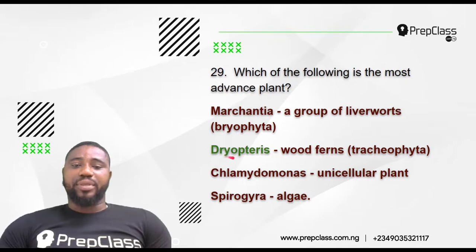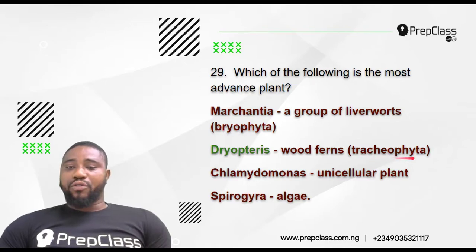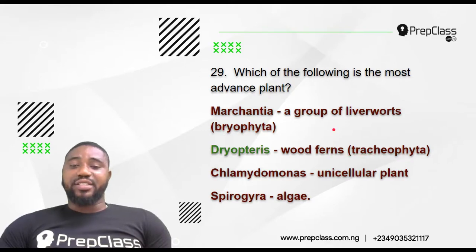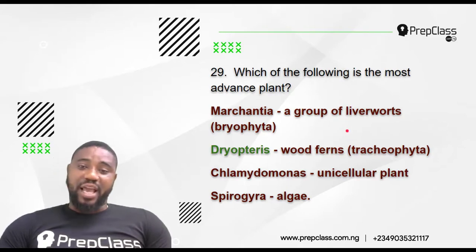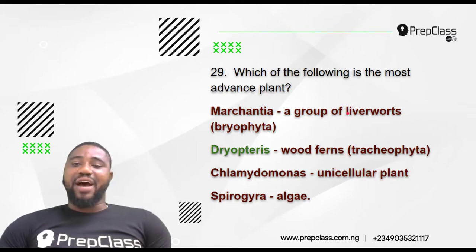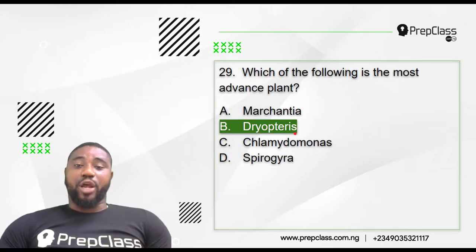And this one now, Dryopteris. Dryopteris are the wood ferns. And you know that ferns belong to the Tracheophyta. In the Tracheophyta, we have two groups: the ferns and the seed plants. These ferns do not produce seed, but they have tissues for conducting food and water. They have xylem and phloem. So the ferns are more advanced than the liverworts because ferns belong to Tracheophyta, while the liverworts belong to Bryophyta. So the correct answer there is Dryopteris, because Dryopteris are wood ferns. The best answer here is option B, Dryopteris, because they are actually ferns.